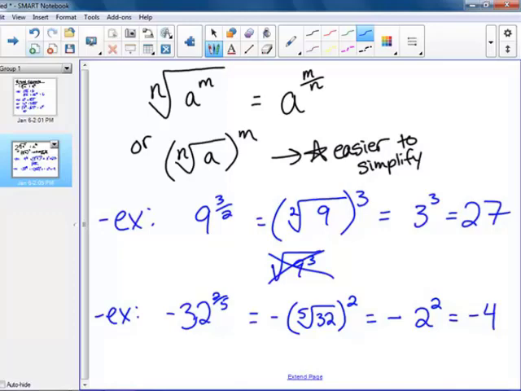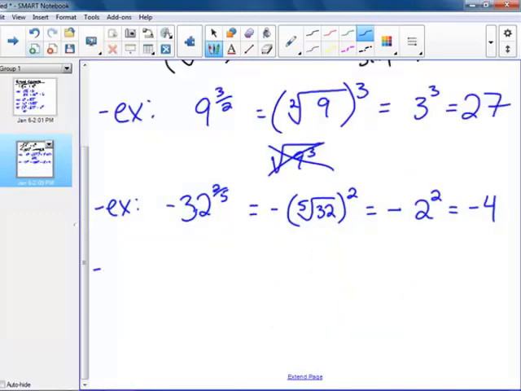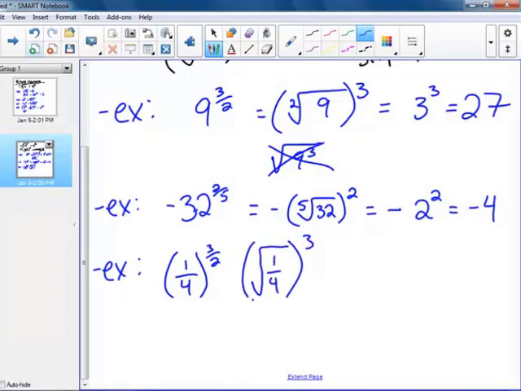Okay, how about, let's do one more like this. How about 1/4, that in parentheses, 1/4 to the 3/2 power. Okay, so the 2's on the bottom, so this is a square root of a quarter, and that's going to be to the 3rd power. Rewrite it. So what is the square root of a quarter? Well, the square root of 1 is 1, the square root of 4 is 2, so that's going to be a half. A half to the 3rd power, so a half times a half times a half. 1 to the 3rd power is 1, 2 to the 3rd power is 8, so 1/8.